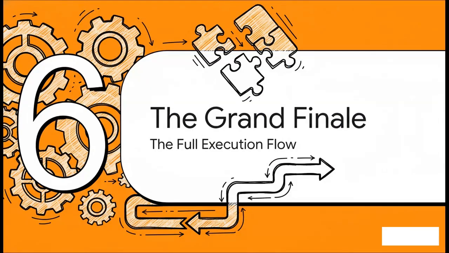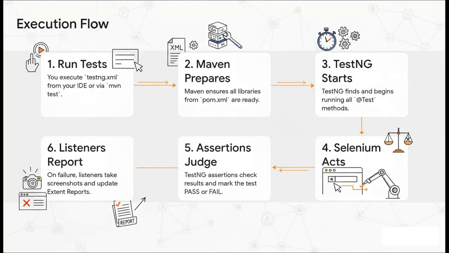We've done it, we've collected and assembled every single piece of our automation toolkit. So now, for the grand finale, let's watch how this beautifully oiled machine works together in one single seamless flow from the moment you hit go. Okay, check this out. It all starts when you kick off the process, maybe by running a command or your testng.xml file. Instantly, Maven does a quick check to make sure all your tools are present and accounted for.